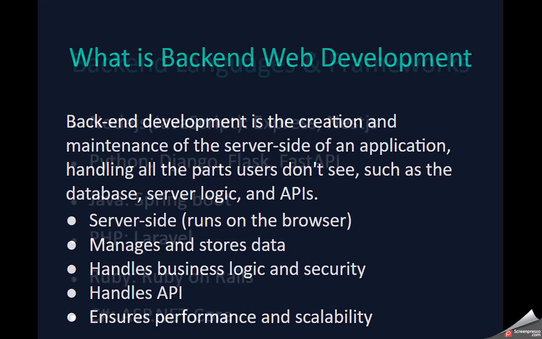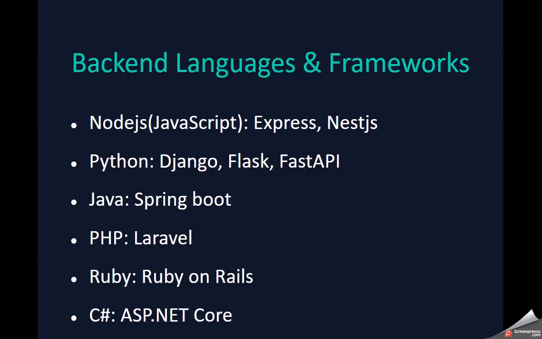And it also handles APIs and ensures performance and scalability. So now, back-end languages and frameworks. We have Node.js, a JavaScript runtime, and the frameworks are Express.js or Nest.js. Next language, we have Python, and the frameworks are Django, Flask, FastAPI, and all of that.